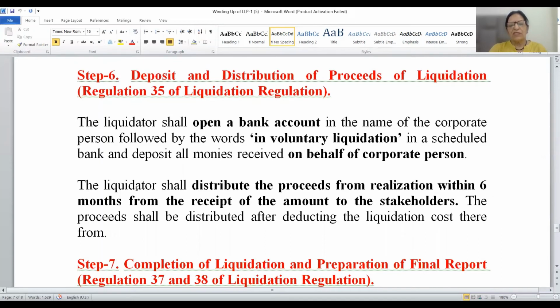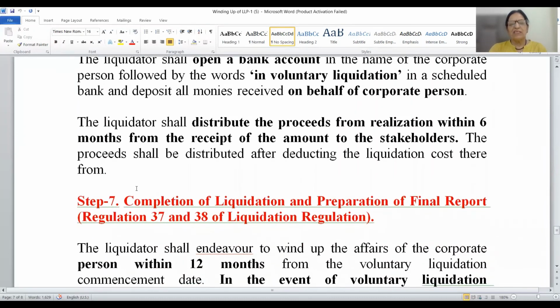First of all, as I've told you earlier, friends, from these proceeds, the liquidation cost has to be deducted. And whatever amount is left out, that will be distributed by way of discharging liabilities.